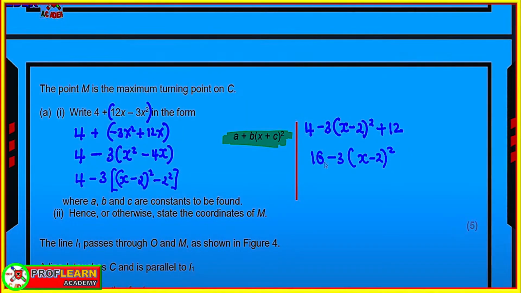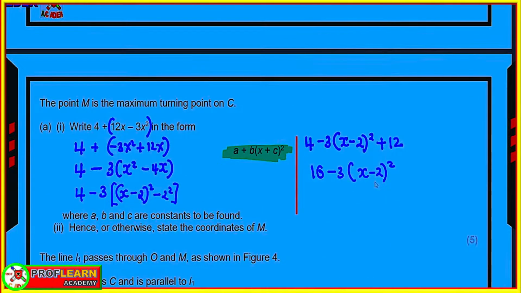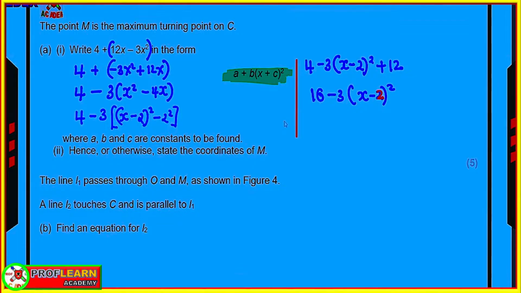16 becomes the y coordinate, and the -2 there, we take the opposite sign to be the x coordinate of the turning point. So we are going to write the coordinate of M, and M, remember, it was a turning point. So which will mean that for our coordinate M, we shall take +2 there for x. M becomes 2, 16 like that.